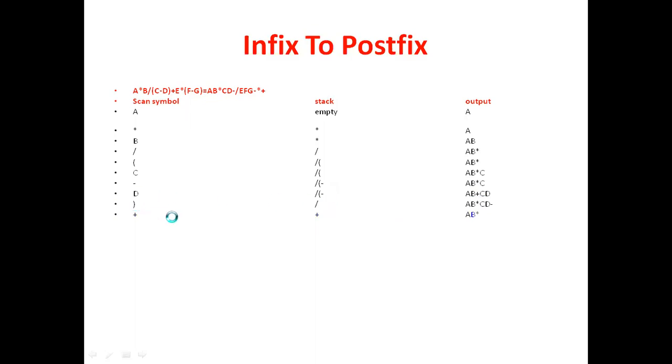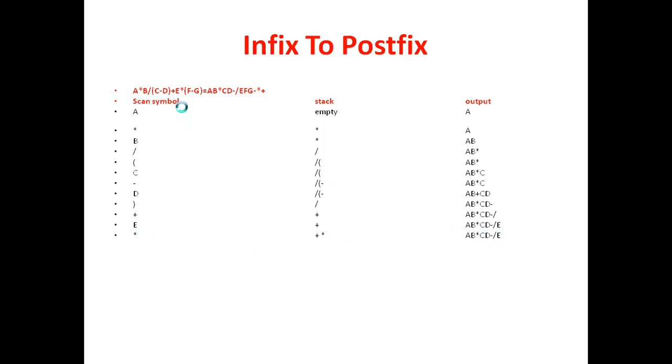Here the right parenthesis is there. When the right parenthesis comes, pop the stack, minus, and print it in the output. Then plus came, just push it into the stack and pop the division operator, because division has the highest priority. Then E is the variable, print it in the output. Again the star symbol is there. Compared to plus, star has the highest priority, so you should push it at the top position.